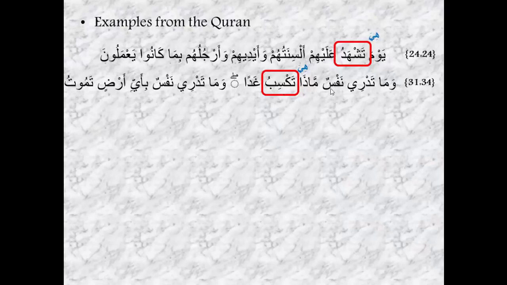That is referring to the nafs, the soul, which is singular feminine in Arabic. Also we have tamut, tamutu, also conjugated as hiya, referring to the soul, in which the soul dies or what the soul acquires. Taksib wa tamut.